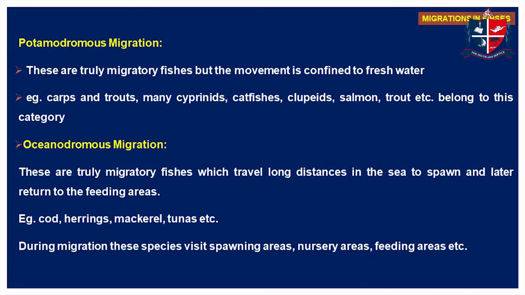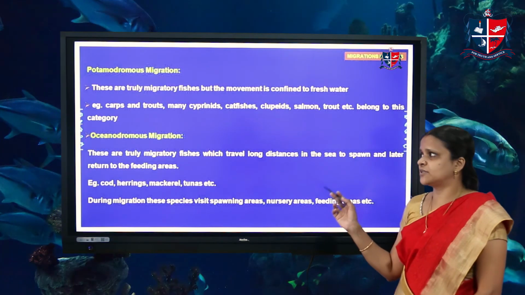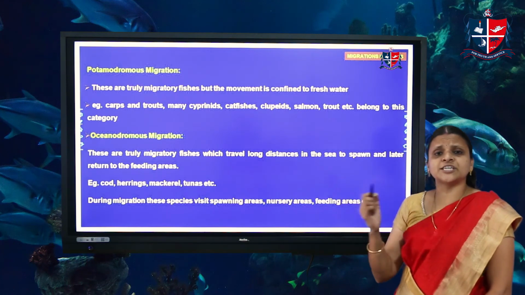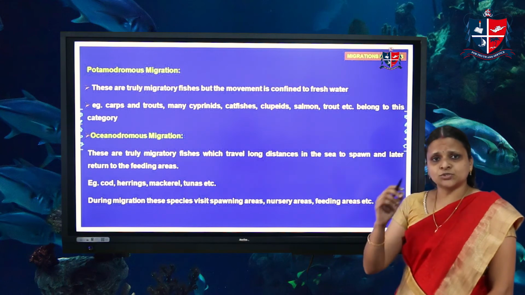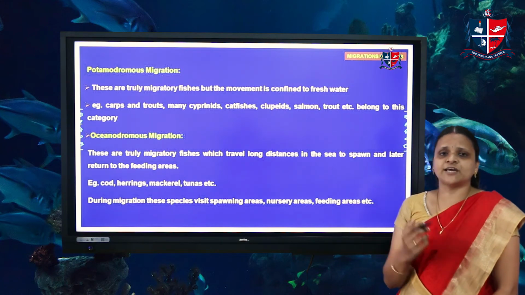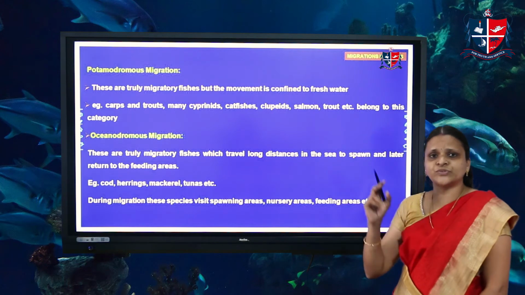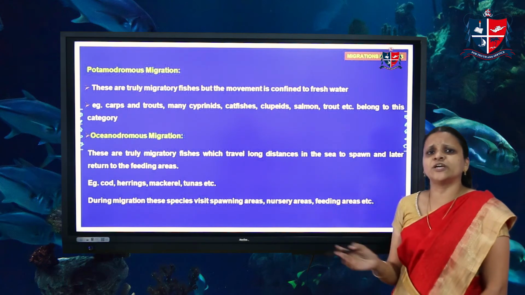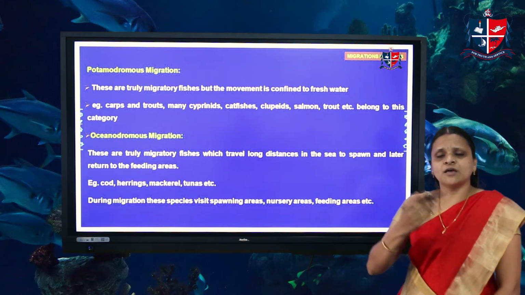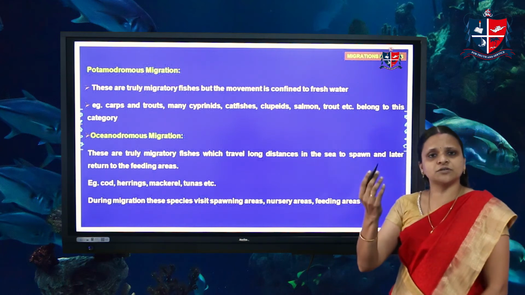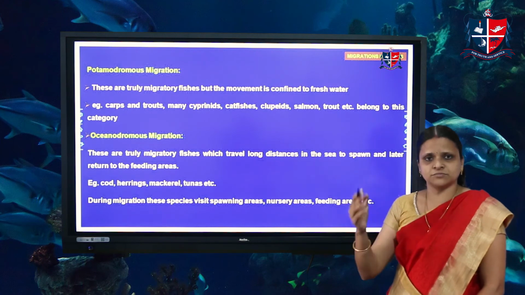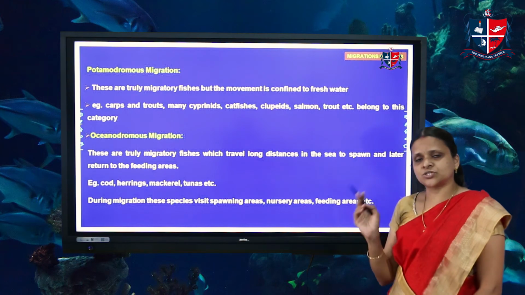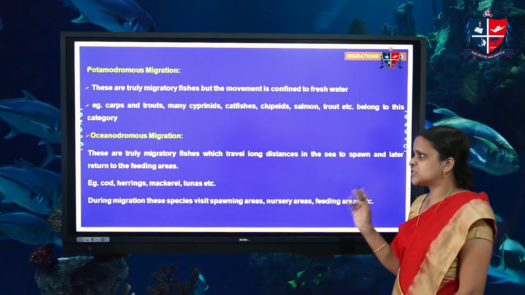The third category is the potamodromous migration. As the name indicates, these migrations take place entirely in the freshwater habitat. The majority of cyprinids, catfishes, and some salmons show this kind of migratory movement. The fishes travel thousands of kilometers in freshwater habitats to reach their spawning grounds, and after spawning they come back to their feeding grounds.